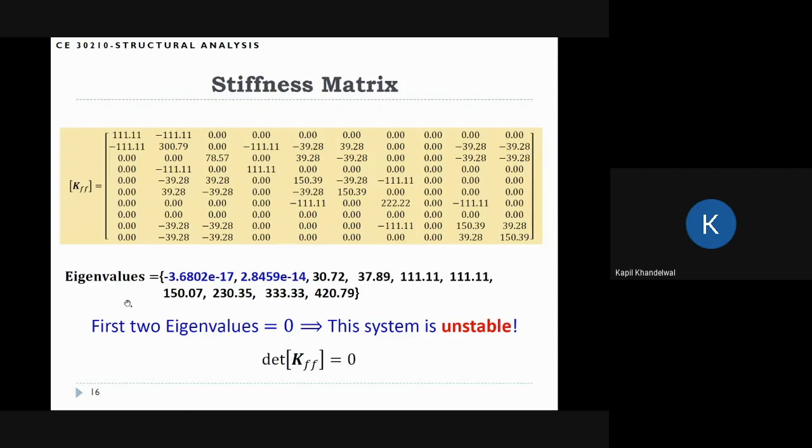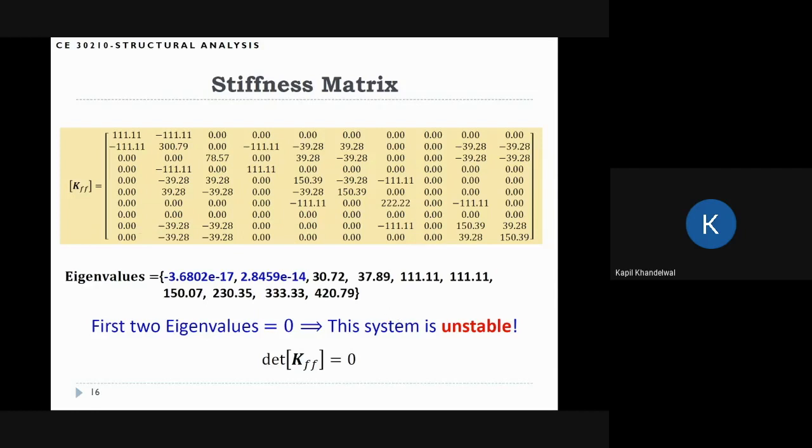And finally, I calculated the eigenvalues of KFF. You can see that the first 2 eigenvalues are very small numbers. They are technically 0. So there are 2 zero eigenvalues in KFF. Clearly, this system is unstable. And we already know the determinant of KFF is going to be 0 because there are 2 zero eigenvalues, and we cannot actually take the inverse of KFF. So this system is unstable.